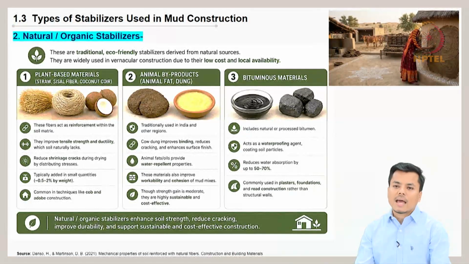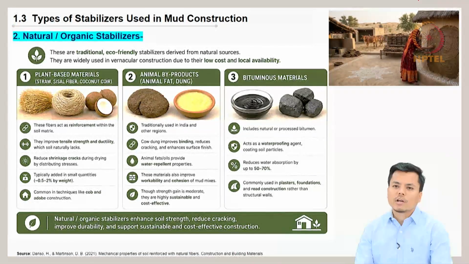These fibers act as reinforcement within the soil matrix. They improve tensile strength and ductility, which soil naturally lacks. It reduces the shrinkage cracks that occur mostly during drying by distributing the stress, typically added in small quantity, somewhere around 0.5 to 2% of the weight of the material. Common techniques that are used include cob wall and adobe blocks, where these plant based materials are added.